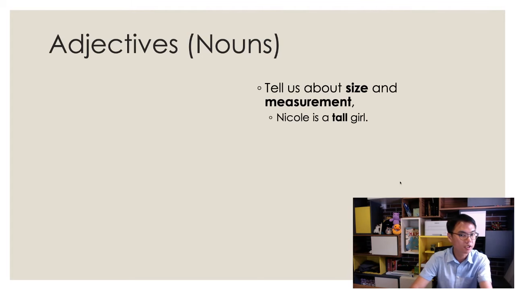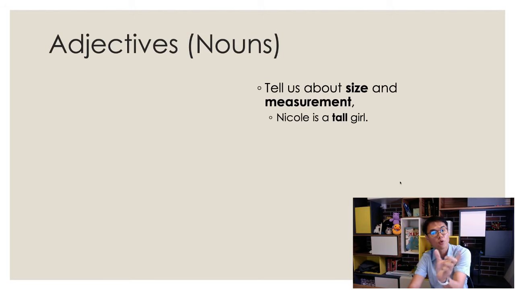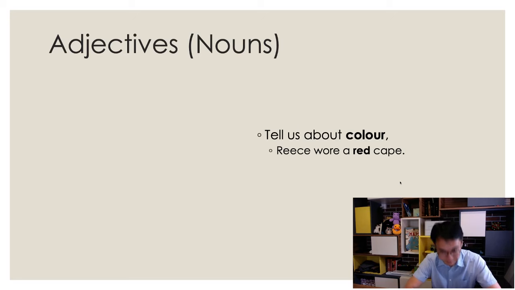So, size. Tall refers to Nicole. Tall also refers to the girl because Nicole is the girl. Right? So it's a linking verb. Girl and Nicole are linked. Okay, next, color. So Reese, who is a superhero, wore a red cape. Okay? A red cape. Alright? What other adjectives of color are there? Countless, aren't there?